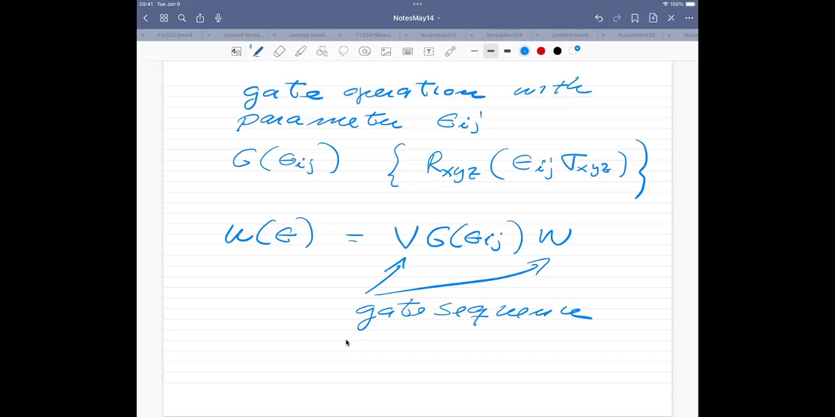Because you see quickly that if you have many such registers, N as we call them, and you have many such gate operations, this clearly becomes a long, long chain of operations. So these are gate sequences. So V or W precedes this G theta IJ, and V comes after.